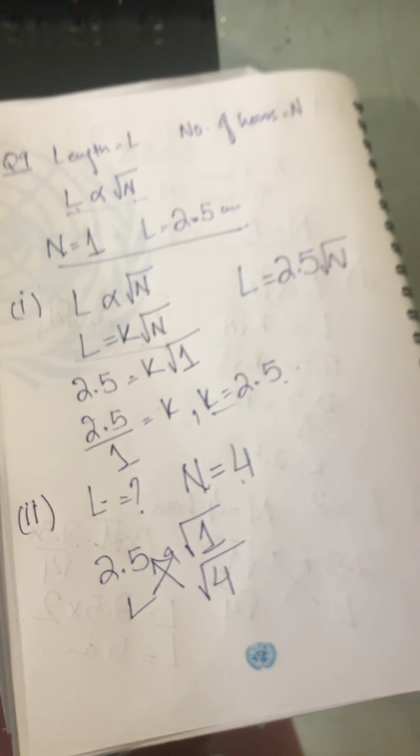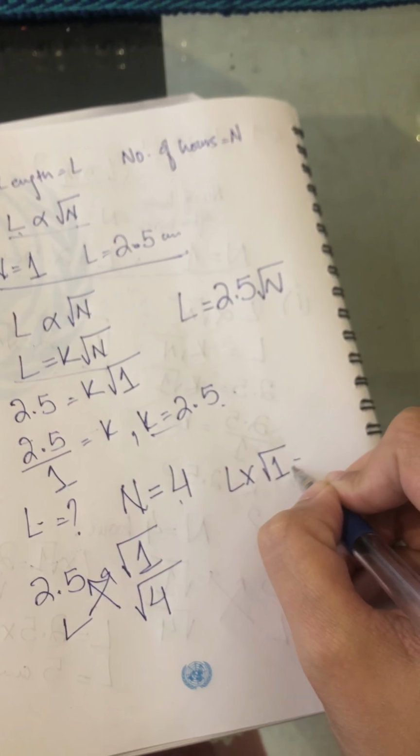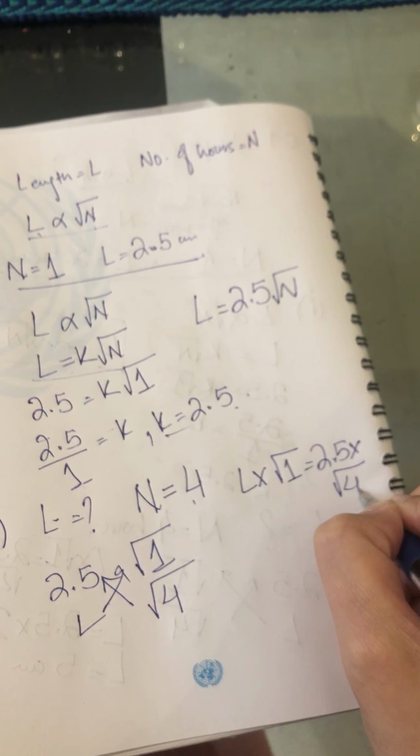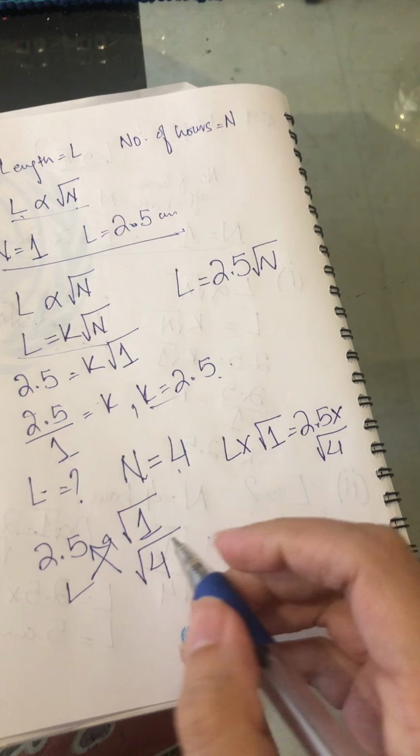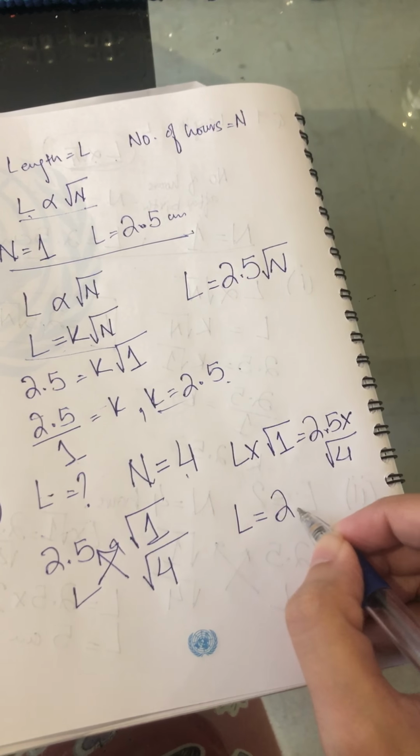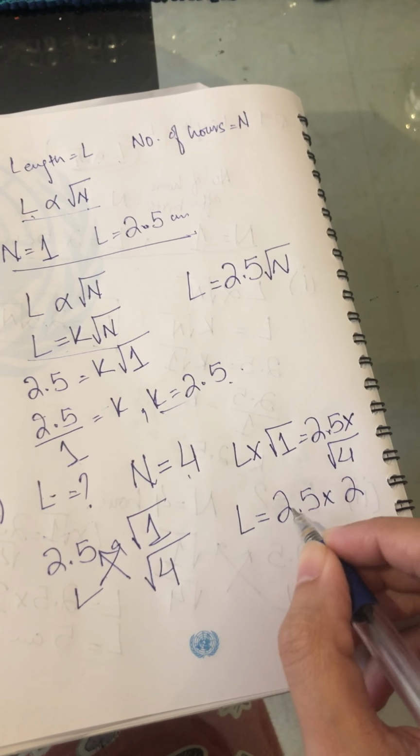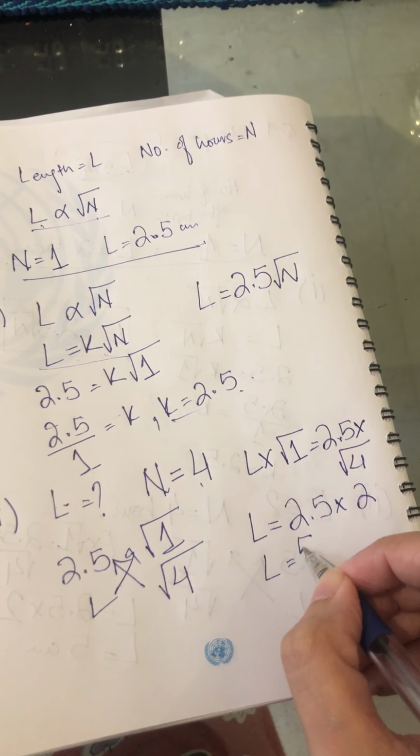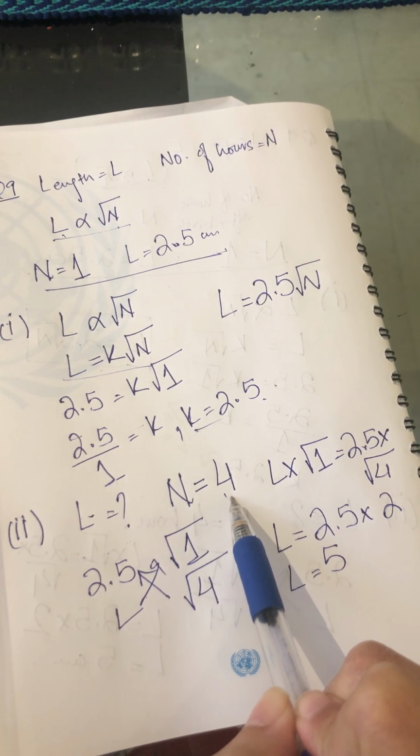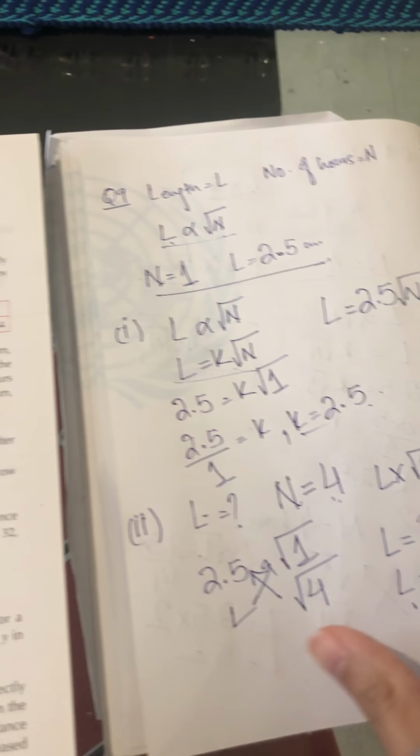Cross multiplication, L times square root of 1 is equal to 2.5 times square root of 4. Now square root of 1 is 1, so this side is L, equal to 2.5 times square root of 4, which is 2. So 2.5 times 2 is 5. So when the number of hours passed after its birth are 4, the length is equal to 5 centimeters.